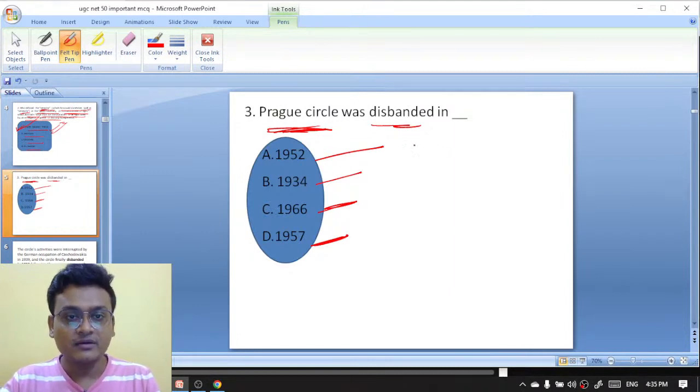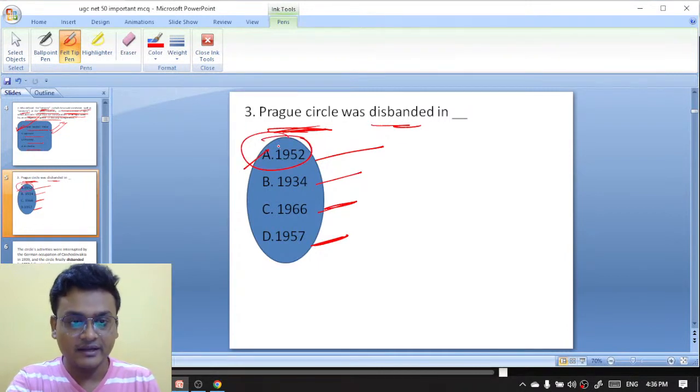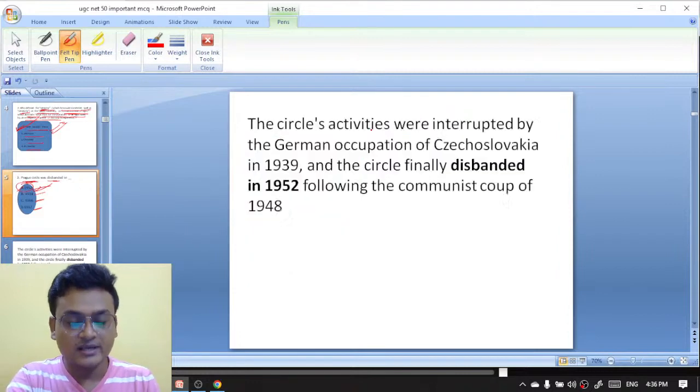The Prague Circle was disbanded in which year: 1952, 1934, 1966, or 1957? It was actually disbanded in 1952. So here A would be the right answer, and you can look at the explanation here.